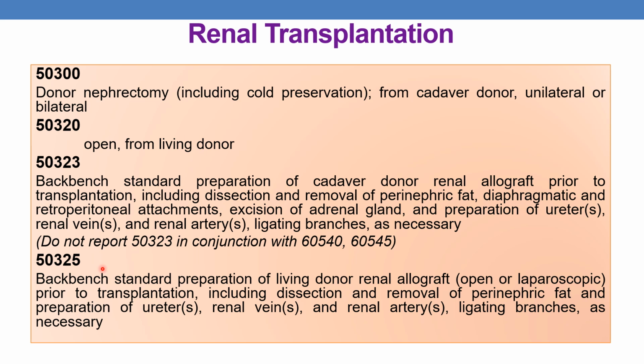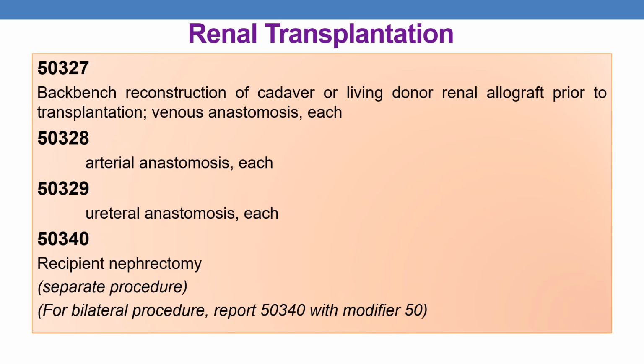The next is 50325. Backbench standard preparation. Previously it is cadaver, now it is living donor renal allograft. Rest of the things are same. Open or laparoscopic prior to transplantation, including the dissection and removal of perinephric fat and preparation of ureter, renal veins, renal artery, ligating branches as necessary. The next is 50327. Backbench reconstruction of cadaver or living donor renal allograft prior to transplantation, venous anastomosis each. And for arterial anastomosis each, you need to use 50328. And for urethral anastomosis each, you need to use 50329.